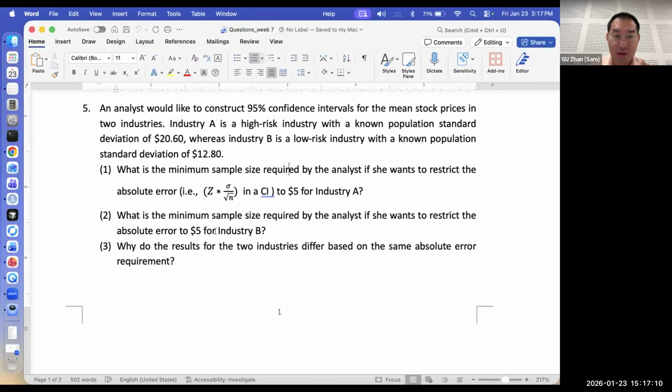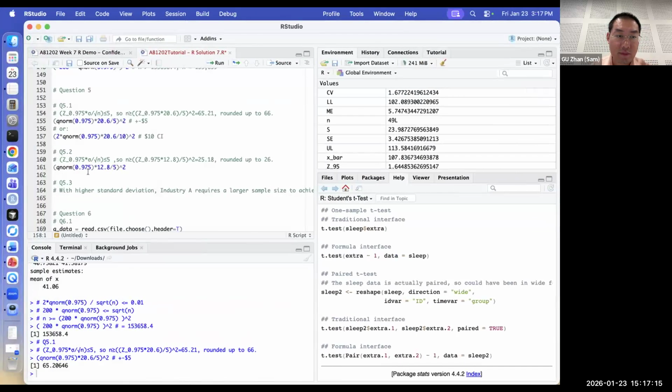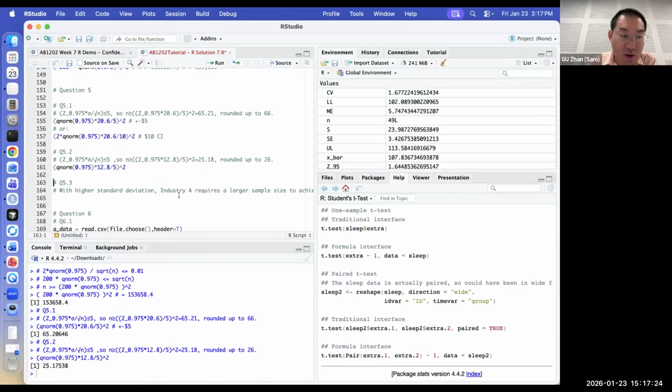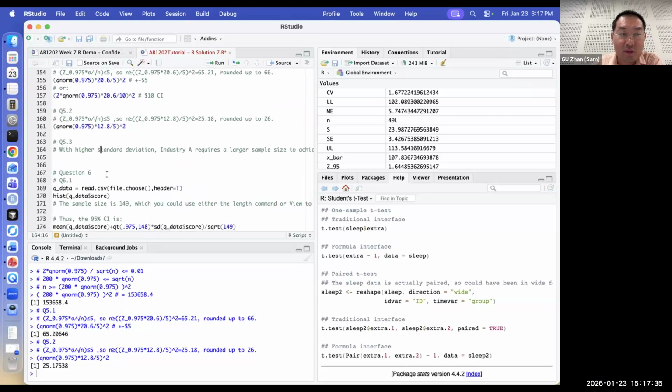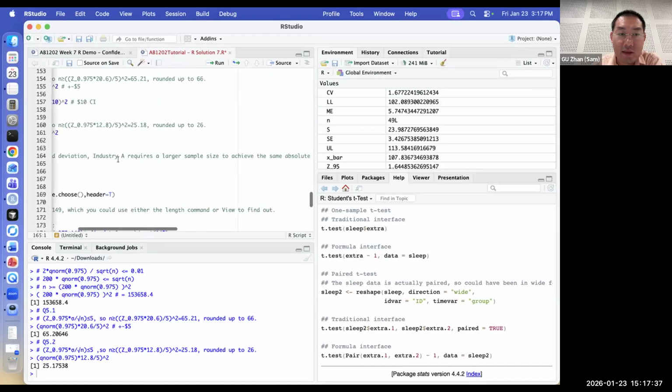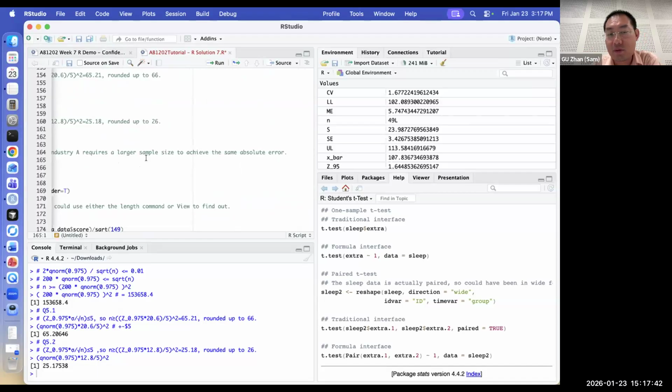And if you want to restrict the error for industry B, industry B is this. The only difference is the standard deviations are different. So industry B's standard deviation is smaller. If industry B's standard deviation is smaller, then the sample size required will be smaller to have the same margin of error. So with higher standard deviation, industry A requires a larger sample size to achieve the same absolute error.